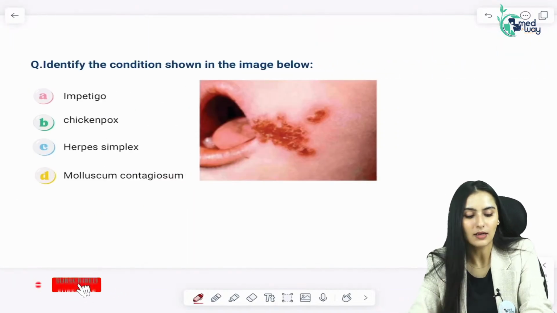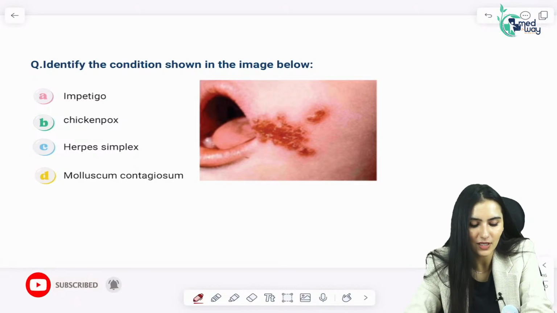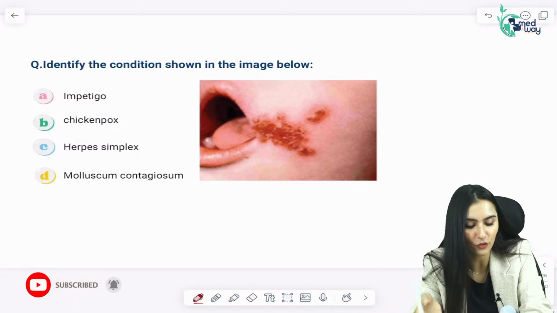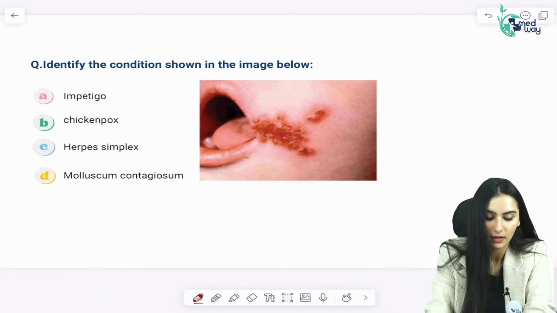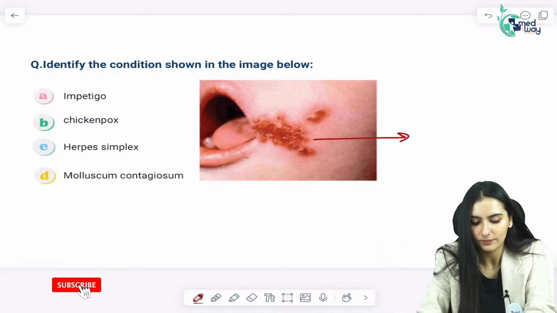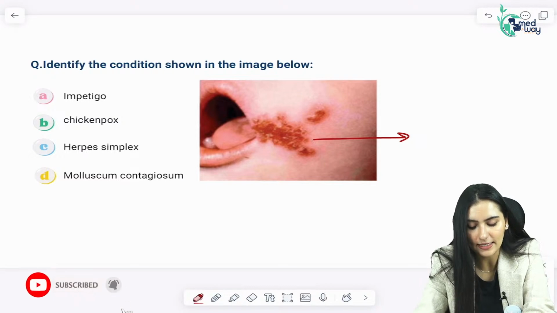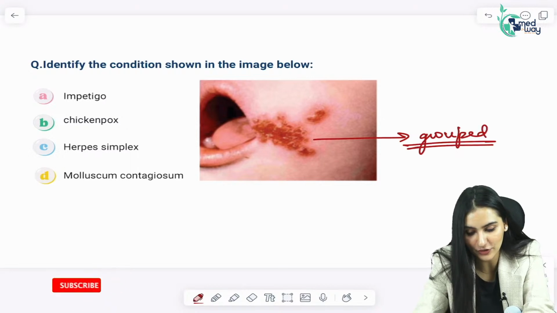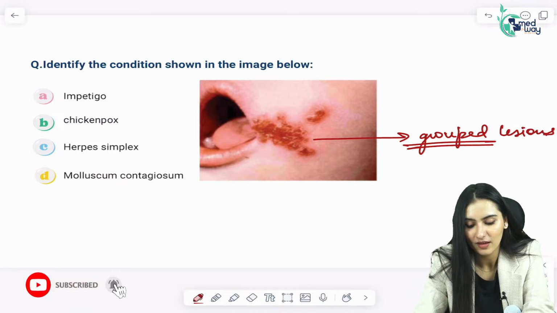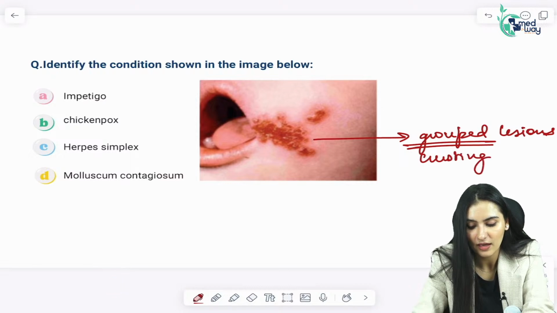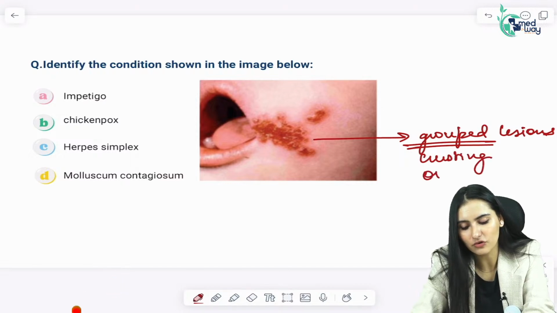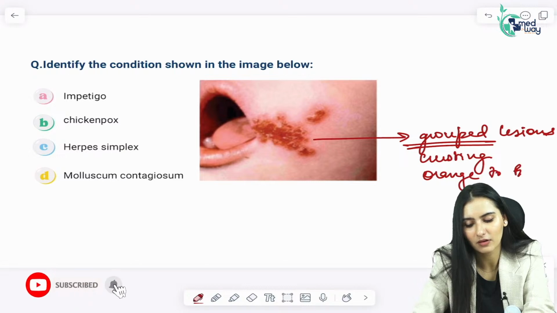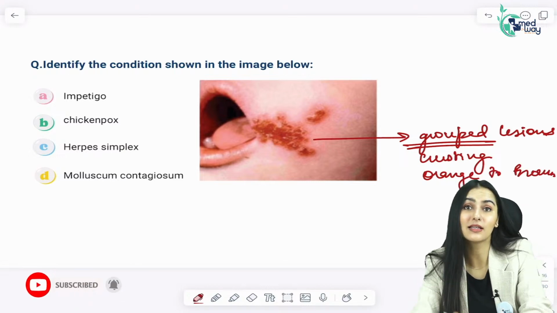Okay. Now, identify the condition shown in the image below. It's, again, if you know it, you know it. If you don't know it, you can really get confused here. What do you see over here? We see grouped. Again, if I say grouped, it can be a little confusing, but these are grouped lesions. Okay? They have crusting and they look kind of orange to brown. Okay? What do you think this can be?